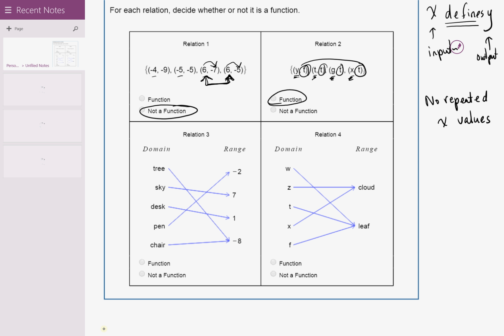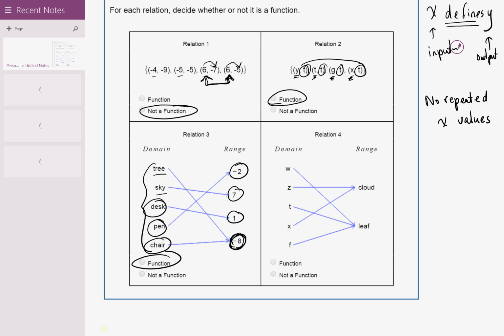Okay, in relation number 3, if the first component is tree, I know that goes to -8. The first component is sky, I know that goes to -7. The first component is a desk, I know that goes to 1. If the first component is pen, I know that goes to -2. If the first component is chair, I know that goes to -8. And so for every first component, I know what the second component is. That is a function.